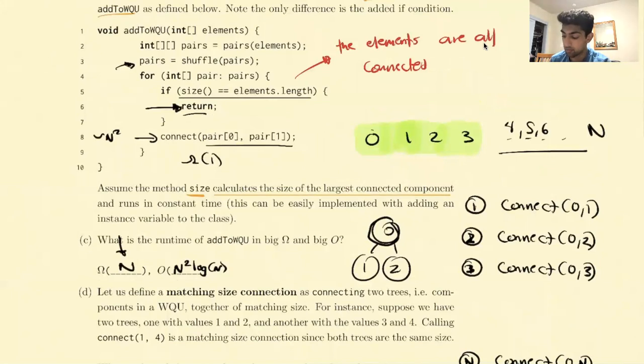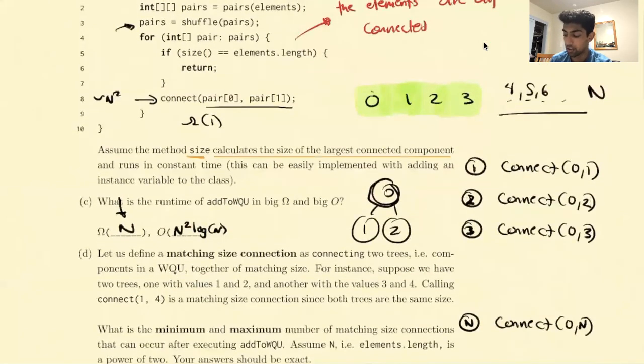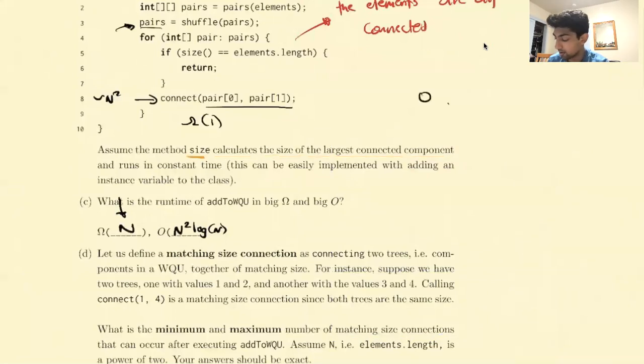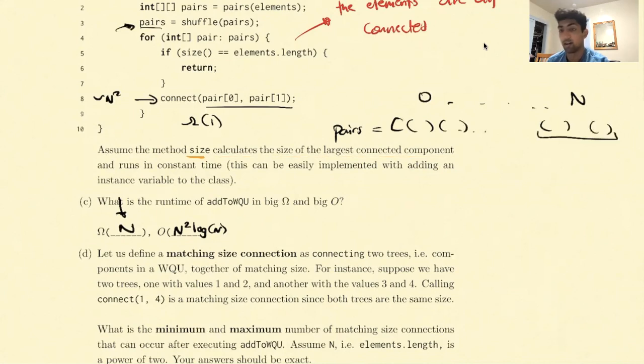Okay, so suppose that after shuffling the pairs array, the pairs are ordered as follows. I'm going to get rid of some of this stuff right here. Suppose that we have the elements 0 to n, right? And my pairs array, after getting shuffled, has a bunch of pairs, right? And I'm going to say the last n pairs all involve the number 0.